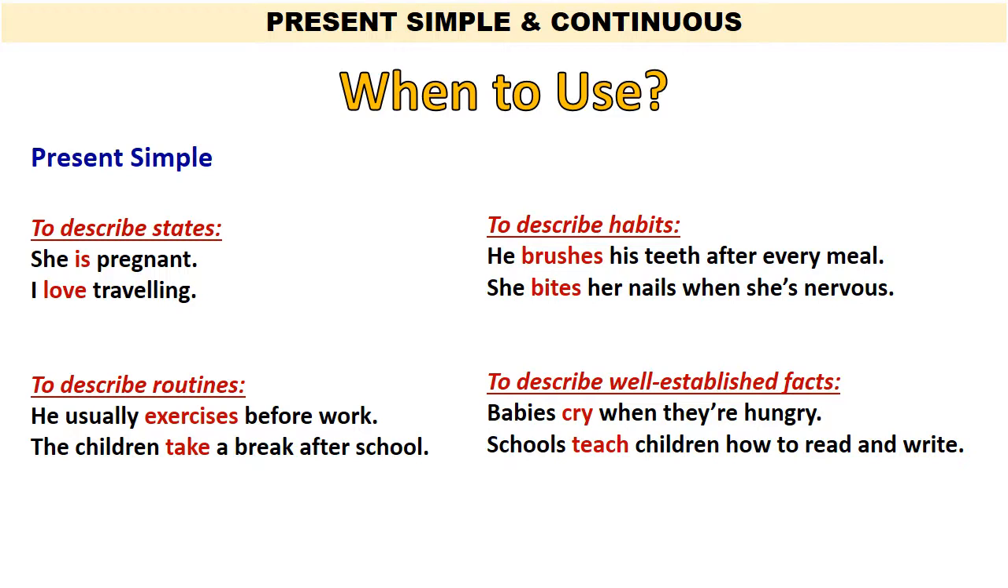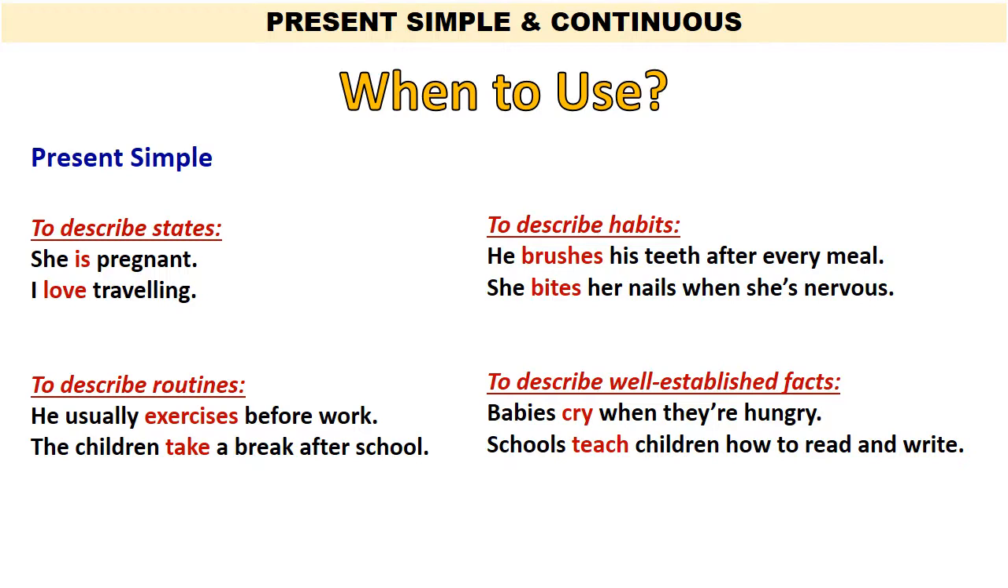First of all, we use the present simple to describe states. For example, she is pregnant. I love traveling. We use the present simple to describe routines. For example, he usually exercises before work. The children take a break after school.